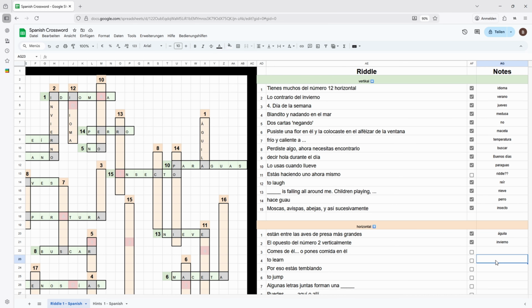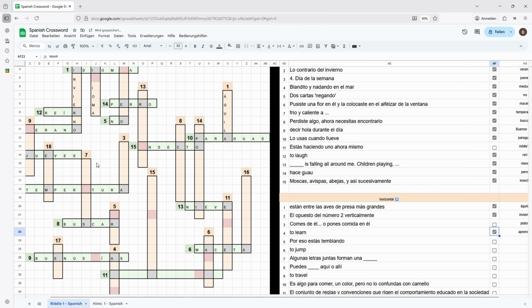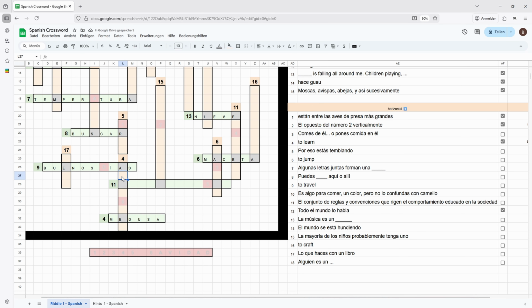I'm not sure about that one. It should be plato. But it's not. To learn. There are two. But the other is study. So I would say it's aprender. Aprender. And that's for and there.